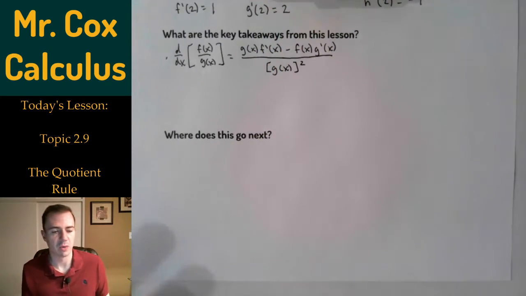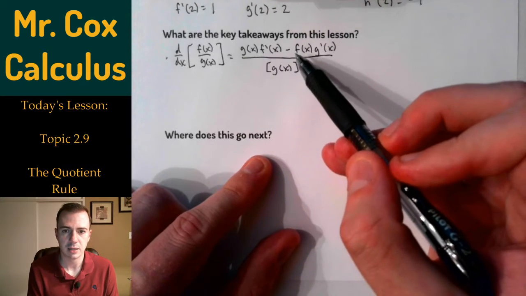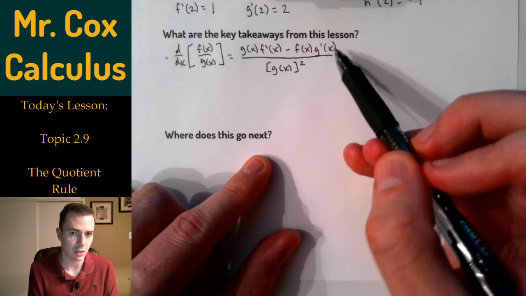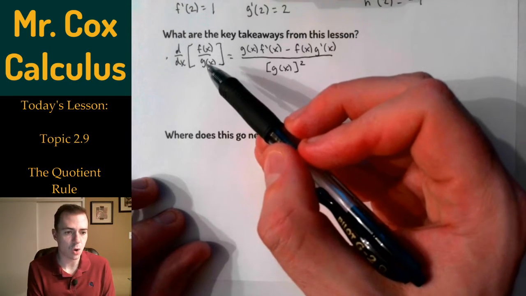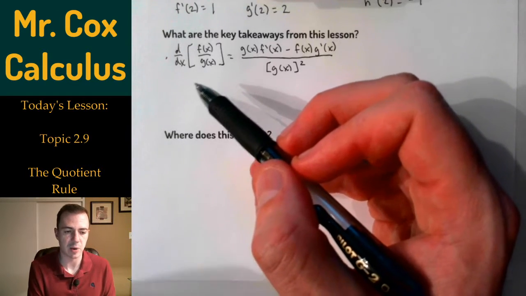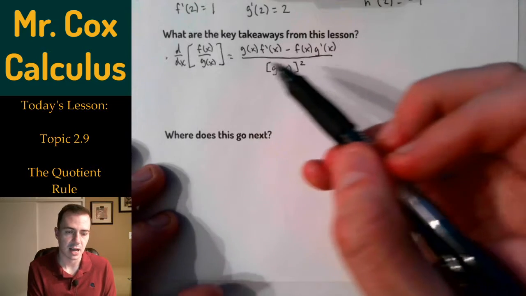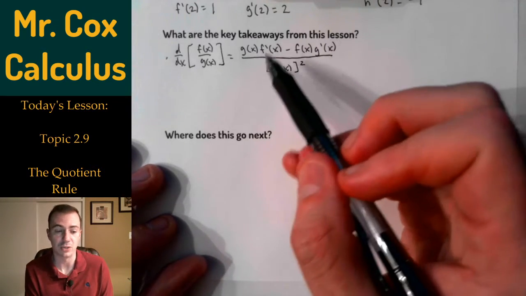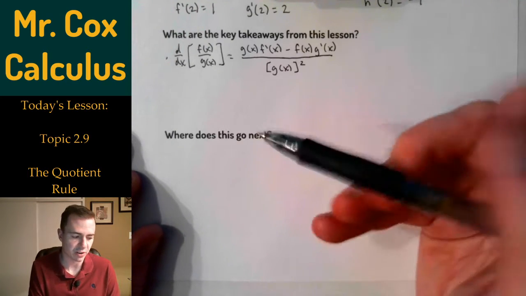And we mentioned we can remember it using that mnemonic: low d high minus high d low all over low squared, where again high and low represent the numerator and denominator respectively, and d means take the derivative of that piece. However it is you want to remember it, you just need to know the quotient rule so we can take the derivatives of quotients moving forward.